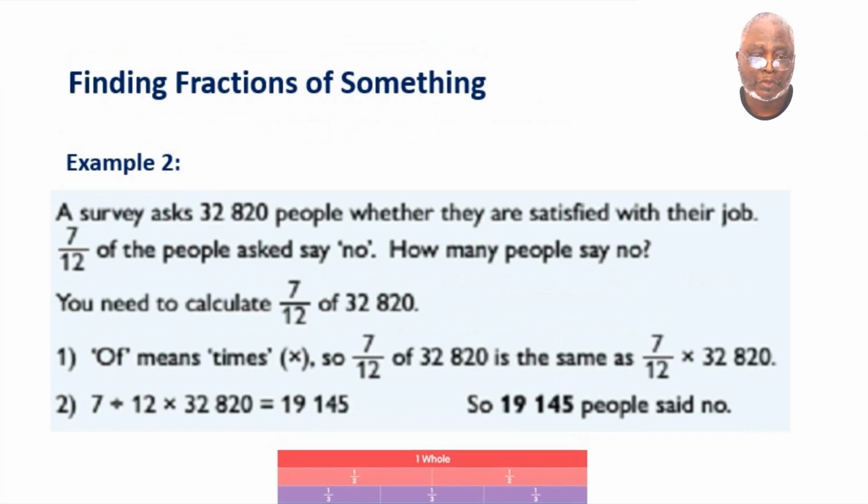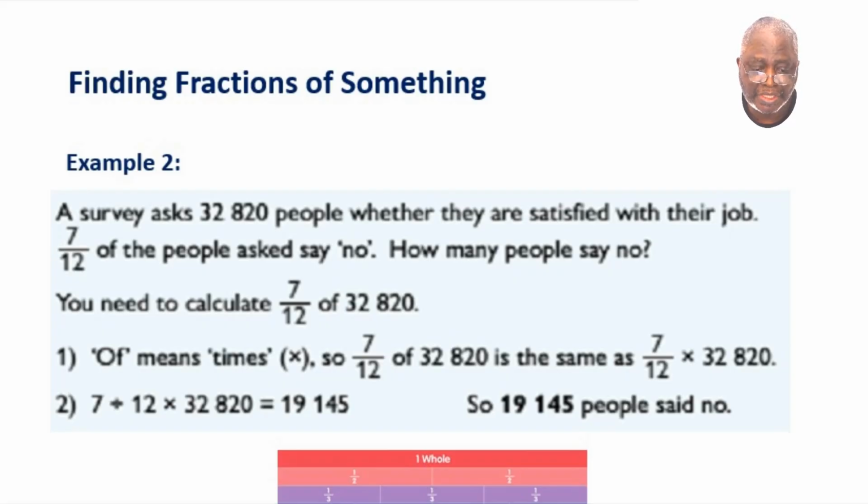Section 3. Finding fractions of something. Example 2. A survey asked 32,820 people whether they are satisfied with their jobs. 7/12 of the people asked said no. How many people said no? You need to calculate 7/12 of 32,820.